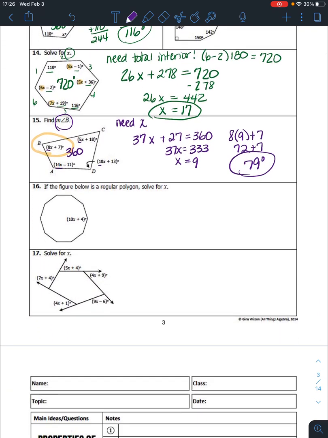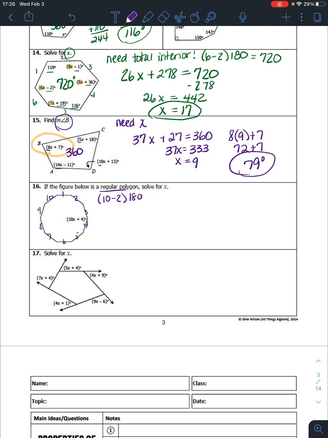Now on 16, the figure below is a regular polygon. So regular means all of them are the same. There are 1, 2, 3, 4, 5, 6, 7, 8, 9, 10 sides. Here's the thing. I need to know what one of those angles is. It's regular, which means all of them are the same. So there are 10 angles that are all the same, but I don't know what they all add up to be yet.